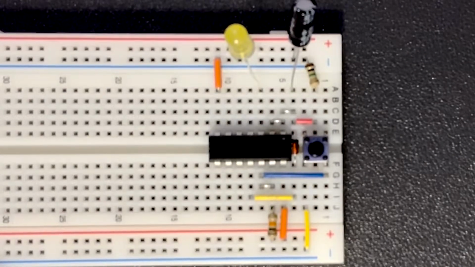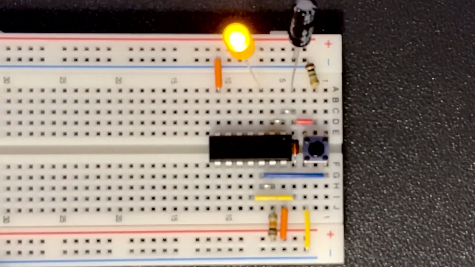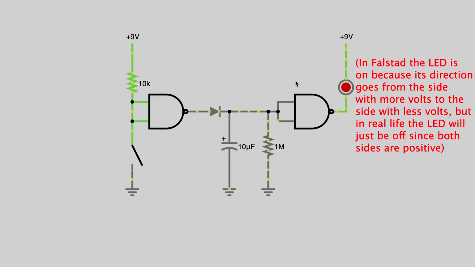So this is my analog input circuit. When I press the button, the LED will stay on for a little bit. So this is my diagram for the analog input.